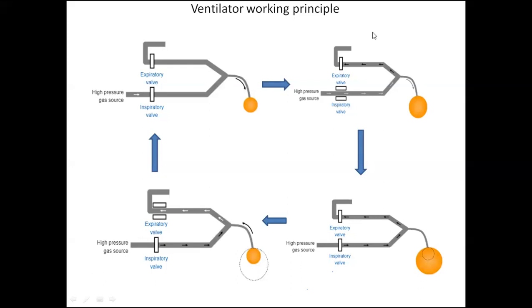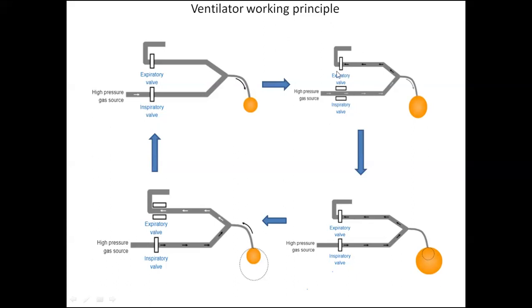So for ventilation, we need resistance to the expiratory valve. Can you explain it? No, I am not talking about that. I am talking about inspiration. I am not talking about expiration at all here. So to deliver whatever pressure we are giving, there should not be any leak.